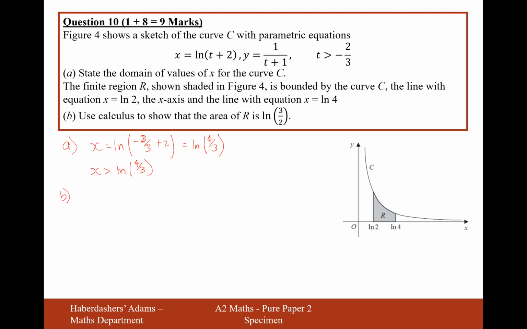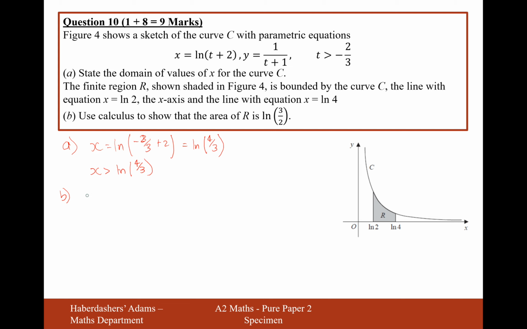Moving on to part B, the finite region R, shown in the shaded region in figure 4, is bounded by the curve C, the line x equals ln 2, the x-axis, and the line with the equation x equals ln 4. Use calculus to show that the area of R is ln 3/2.